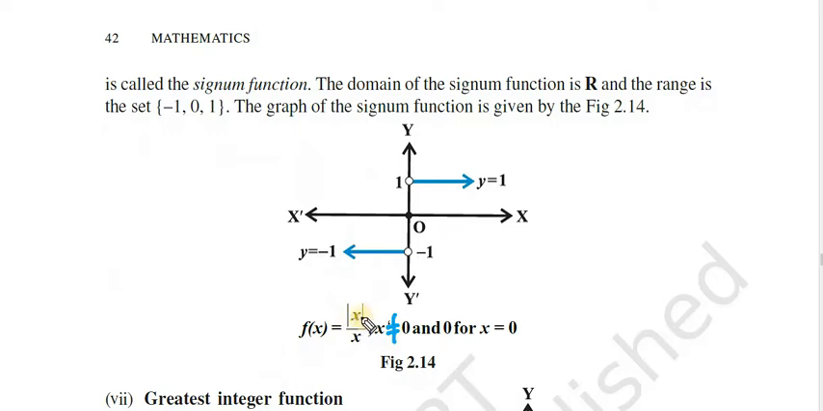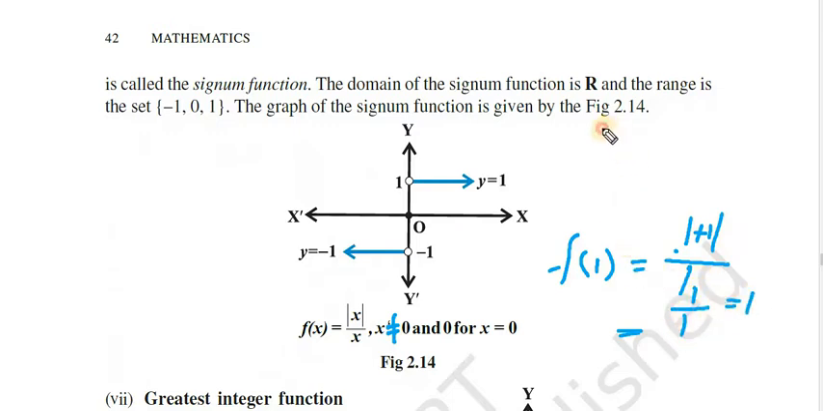It is modulus of x by x, and 0 for x equal to 0. Okay, so you can just find out what the value will be. For example, if you put x equal to 1, what will be f(x)? You just put modulus of 1 divided by 1. Absolute value of plus 1 is 1, so 1 by 1 is 1.